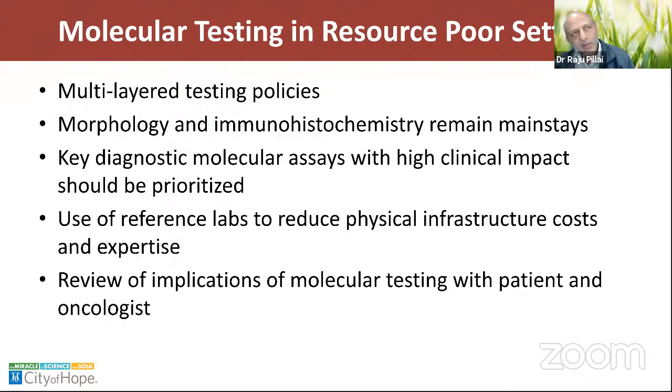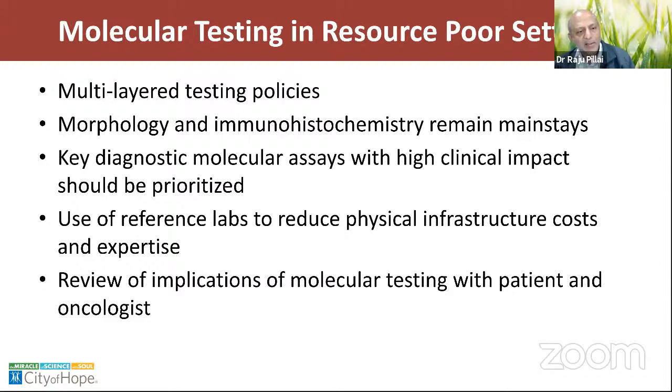So how do you think about incorporating these in your practice? There is no easy solution, but one approach is to think about it as a multi-layered testing policy for the hospital and say, these are our basic tools that we need: morphology and immunohistochemistry, basically.